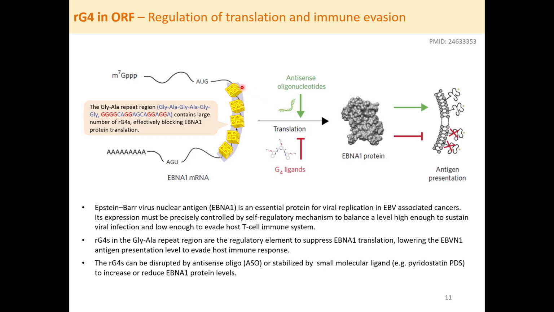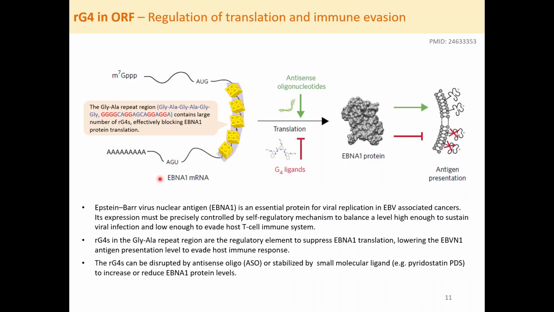rG4 structures in the ORF can serve as a blockade to ribosomal progression along the mRNA, effectively inhibiting the translation process. The rG4 in the ORF of EBNA1 Epstein-Barr viral mRNA is a particularly striking example of rG4 regulation.